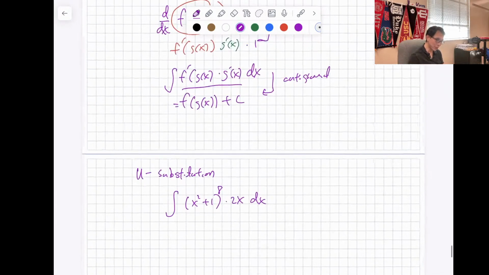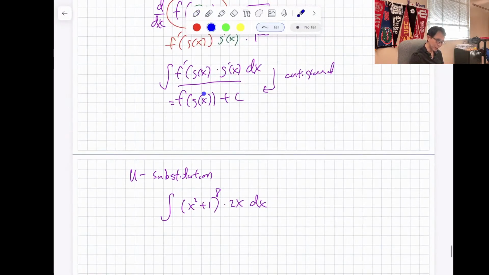Now, pay attention. This is g of x. This is g of x, right? Do you see that g prime of x is 2x? Okay, so if you pay attention, this is g of x, and this is g prime of x, and f of x is probably equal to x to the 8th. Now, essentially, that's what happened.